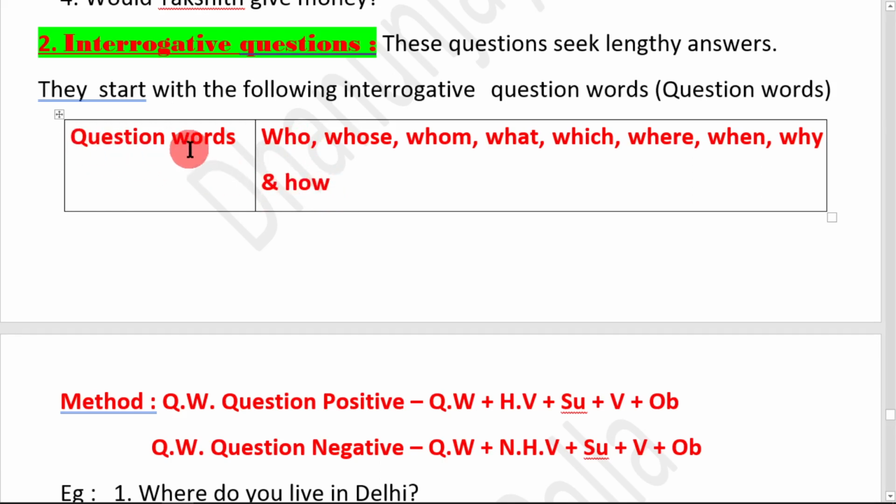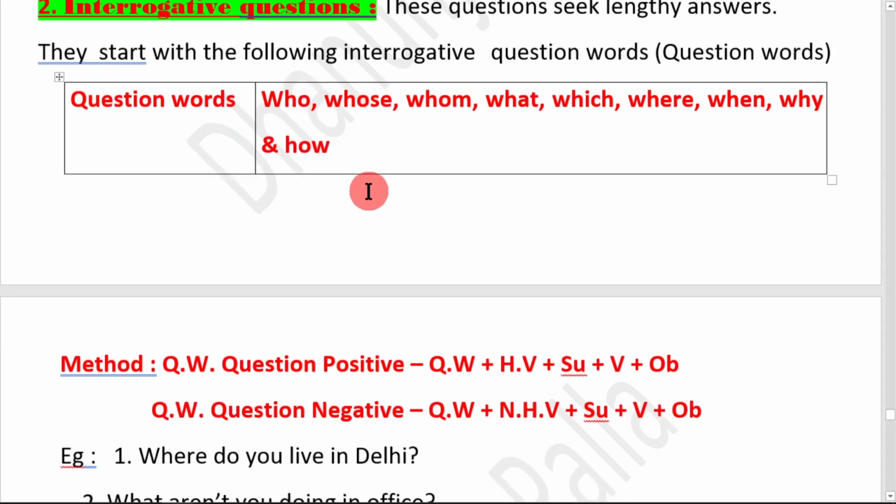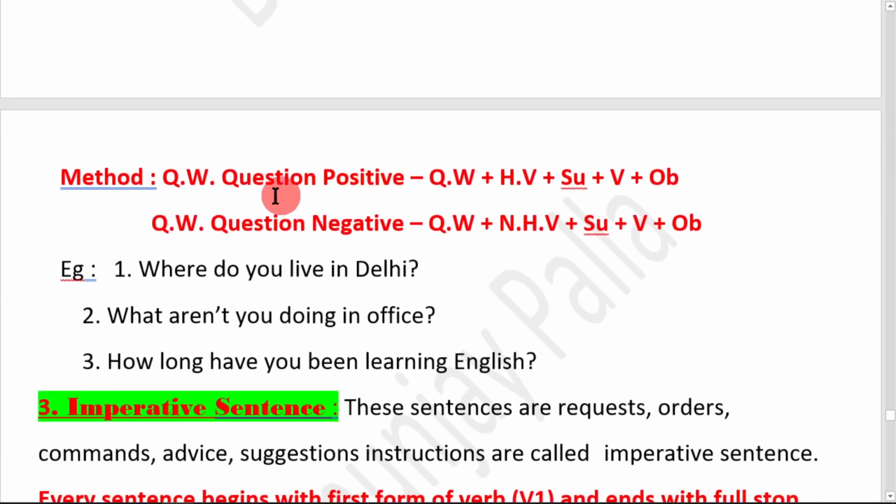Okay, question words are who, whose, whom, what, which, where, when, why, how. These all are called question words. At the same time, a few more question words also there are. Okay, I will explain to you in another video.